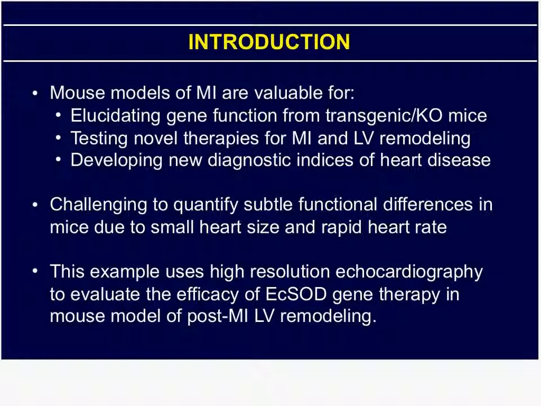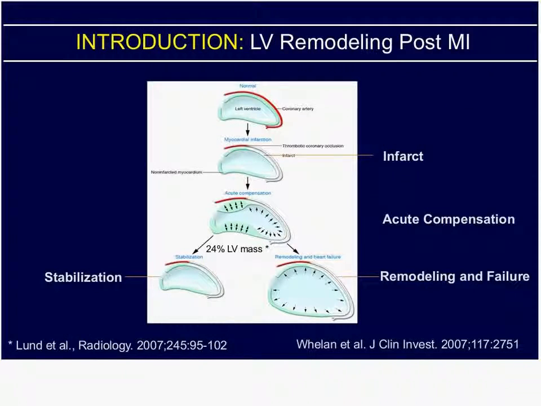And we all appreciate that performing imaging in mice is quite challenging. It can be difficult to quantify subtle functional differences in mice due to the small heart size and the rapid heart rate. The example I'll cover today is a study in which we evaluated the efficacy of ECSOD gene therapy in a mouse model of post-MI LV remodeling. And of course, ECSOD is the extracellular isoform of the superoxide dismutase enzyme.